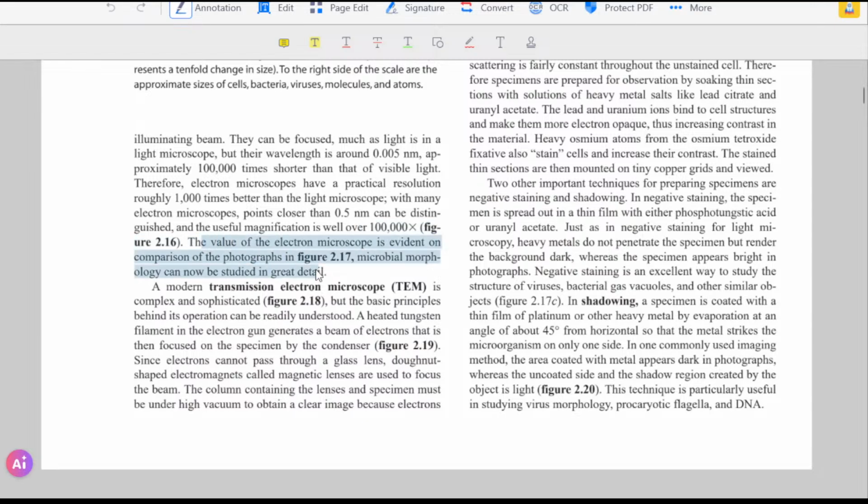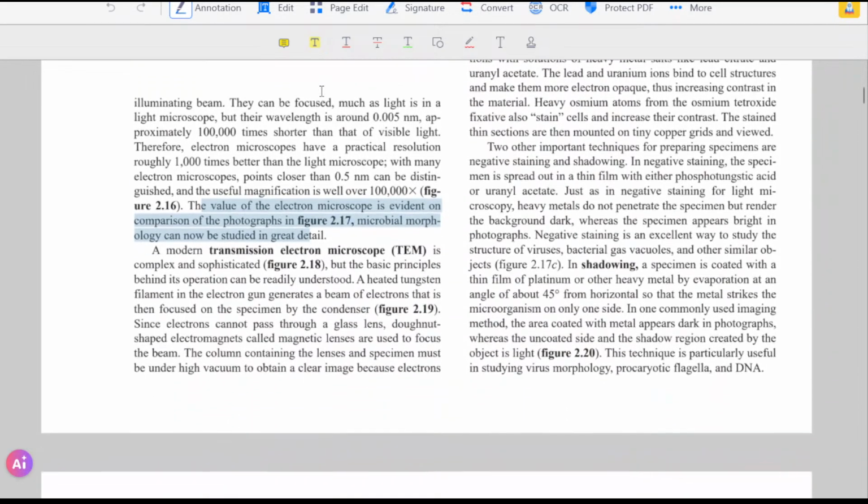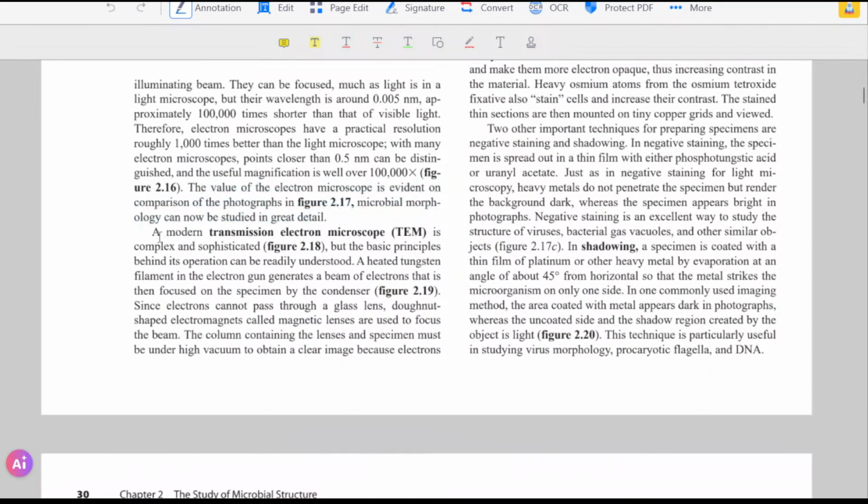The value of the electron microscope is evident in the comparison of the photographs above. A modern transmission electron microscope is complex and sophisticated, but the basic principle behind its operation can be readily understood because it is completely the same as the light microscope. The only thing that is different is the electrons, right?